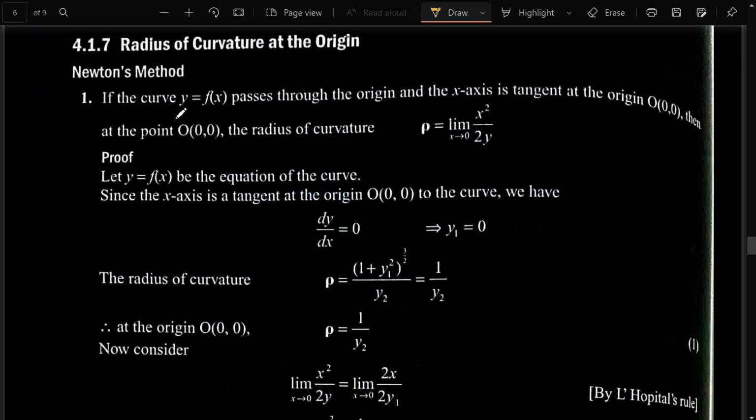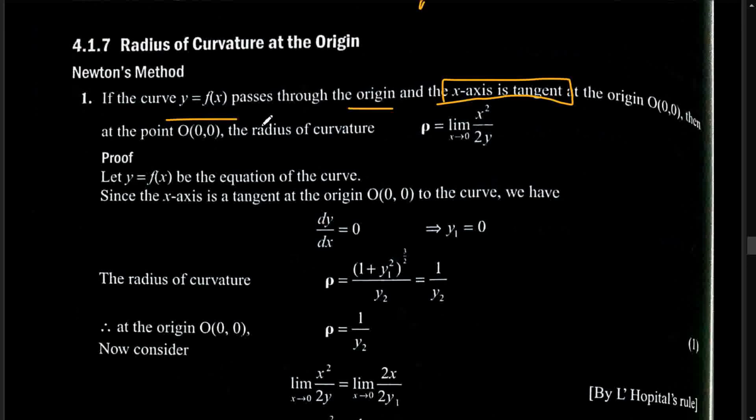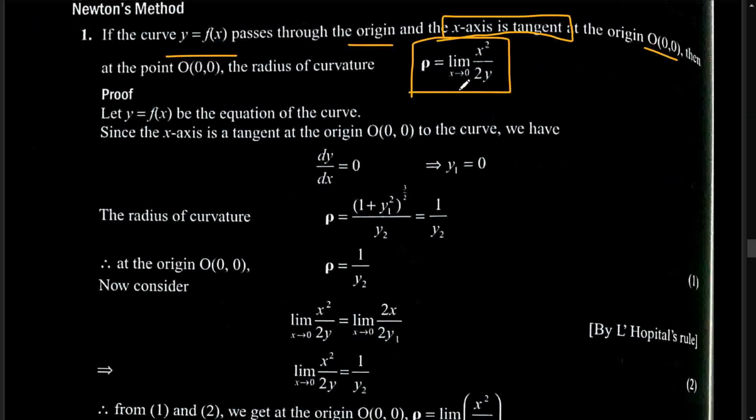So if the curve y is equal to f of x passes through the origin, and the x-axis is a tangent at the origin, this is very important. So there is a curve which passes through origin, and for that curve, x-axis is acting as a tangent. Then the radius of curvature is given by this formula. Because x-axis is the tangent, we have to use this formula: rho is equal to limit x tends to 0 of x square by 2y. You have to remember this.